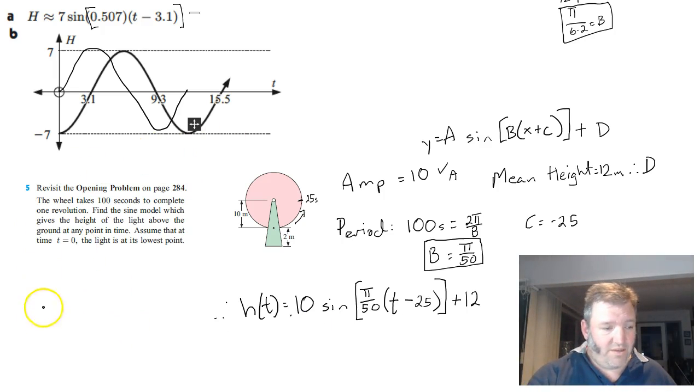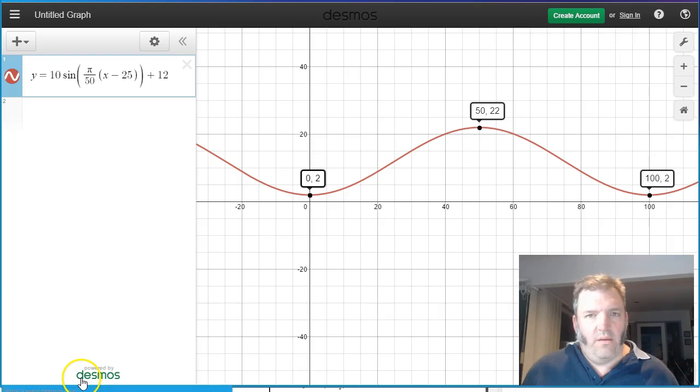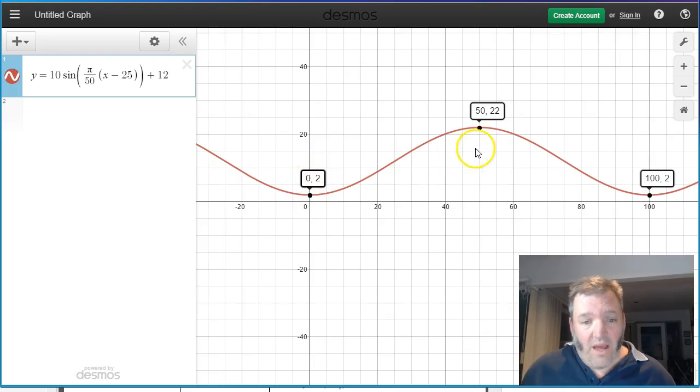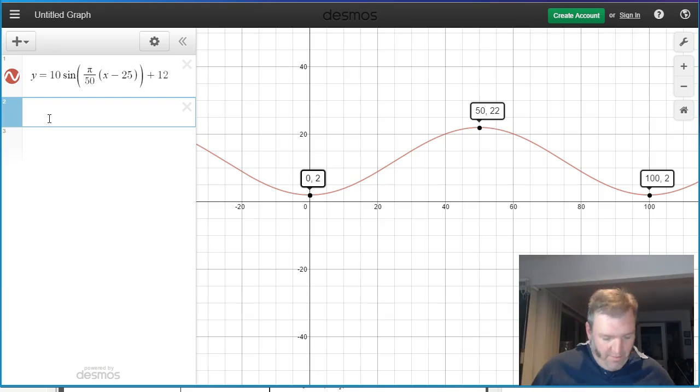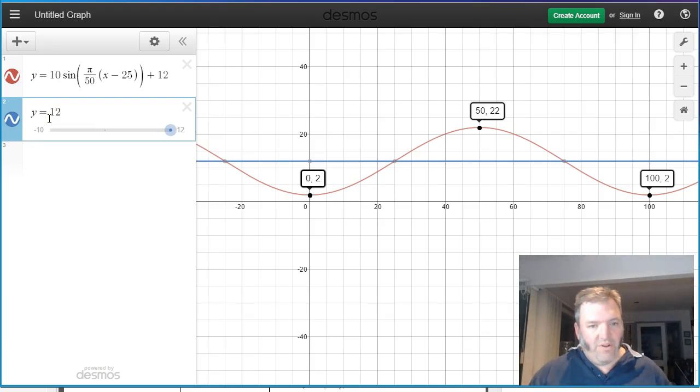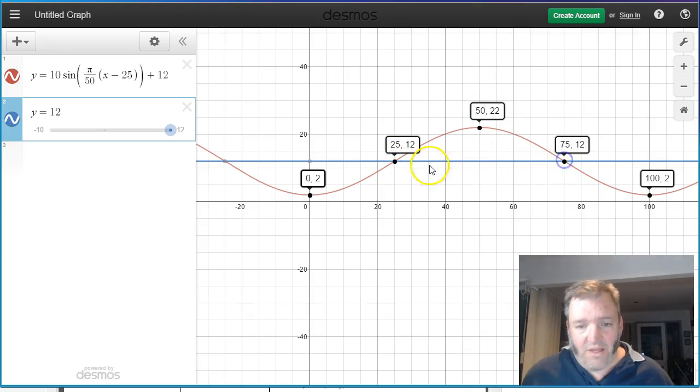Let's go to Desmos and see if it's anything like what we think it's going to be. So I've come over here to Desmos and I've put the equation in. You didn't need to see me typing. I thought that'd be a bit boring. And we can see that it makes sense, doesn't it? It starts at a height of 2 at time 0. After 100 seconds, we've completed one period. We're back where we started. After 50 seconds, we're at the top. If I wanted to check the mean height being 12, if you whack in y equals 12, it makes it really easy to see. And was it after 25 seconds that it shifted? Yeah, it was. So that's pretty much exactly as we expected it to be.